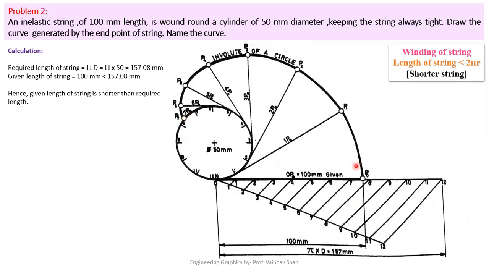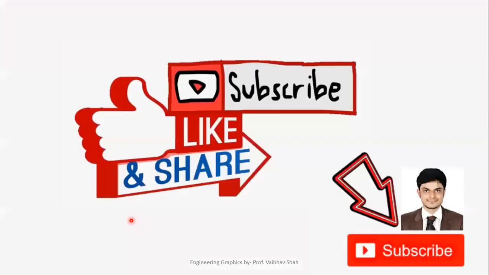After getting all these points, try to connect the points P0, P1, P2, P3, P4, P5, P6 and P7, and the P8 point would be on the circle itself. So you are having this dark curve which is nothing but your involute of a circle, and in this case it is the case of a shorter string. We are having the actual length of string which is shorter than your given length. Very easy. So now this is all from my side.